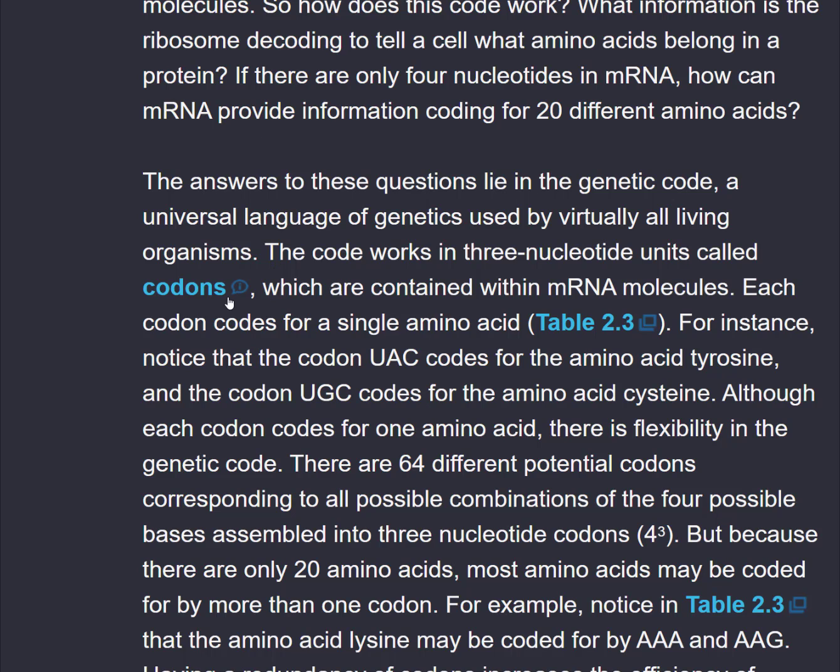So there are 64 codons and only 20 amino acids. That means not all 20 have just one codon. There are some amino acids that have 3 or 4 different codons, but there aren't that many of those.